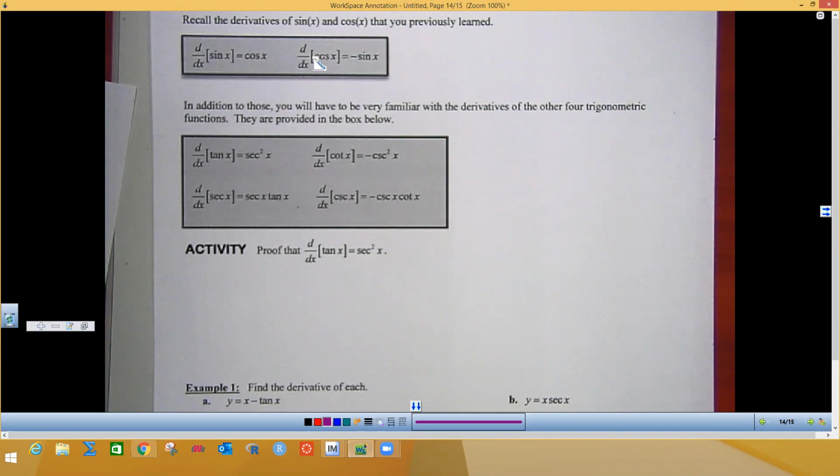Something you should make a note of is that anytime you take the derivative of a trig function that starts with a c, they are all negatives. So make sure you make a note of that.